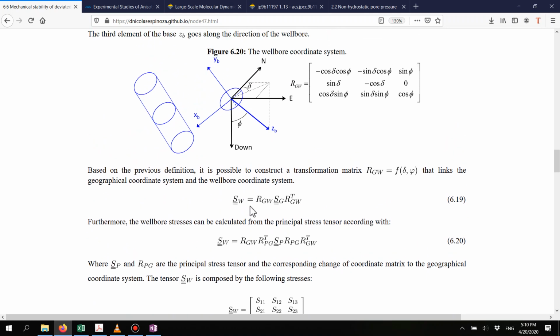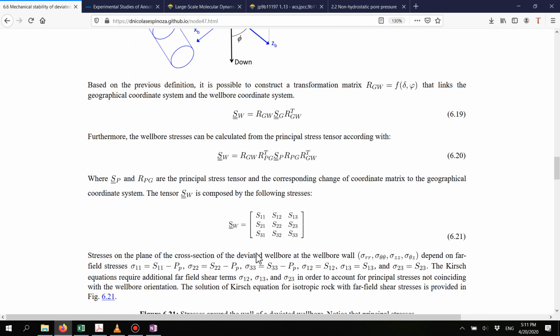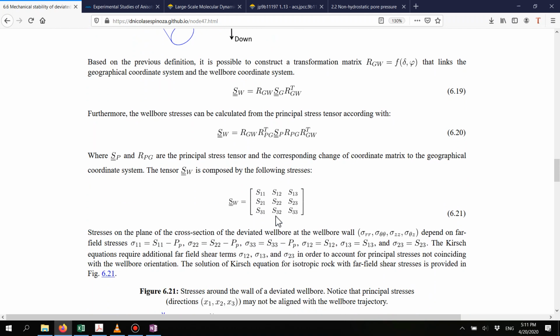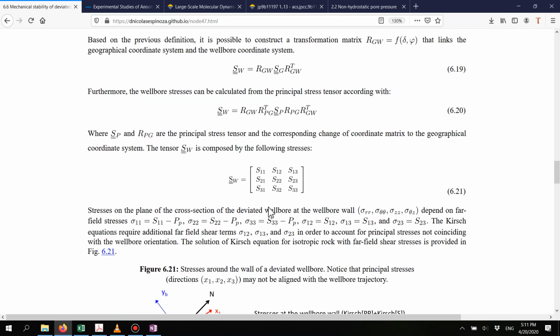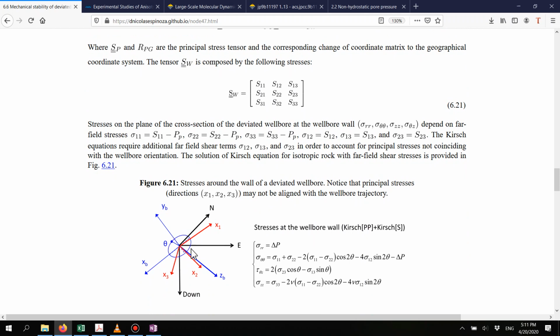And once you know the principal stresses at a given location, here given by the tensor SP, you're going to be able to convert the principal stresses at a given location into the stresses in the orientation of the wellbore. And this is going to be very useful because after we have the stresses in the coordinate system of the wellbore, we're going to be able to calculate the stresses around the wall of the wellbore for a cross section of the wellbore.